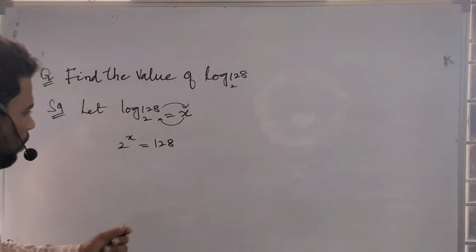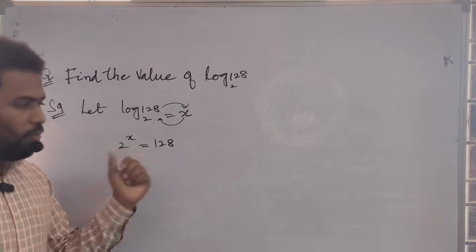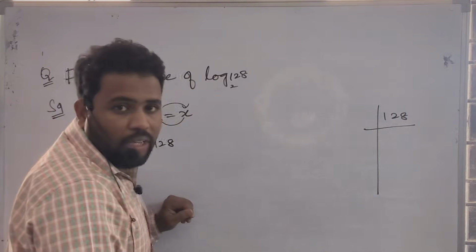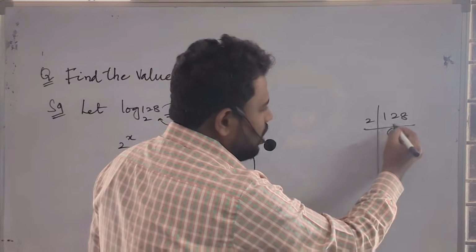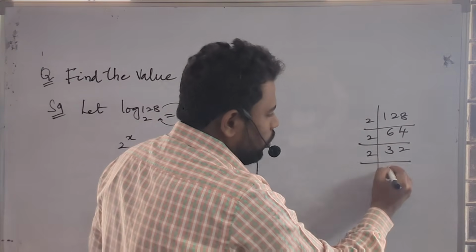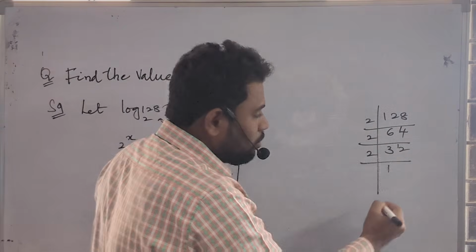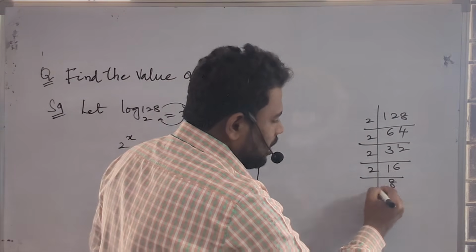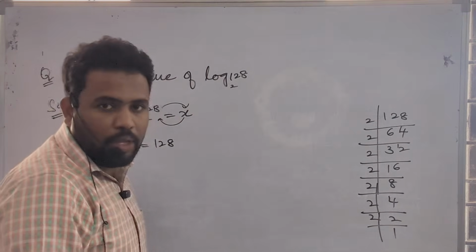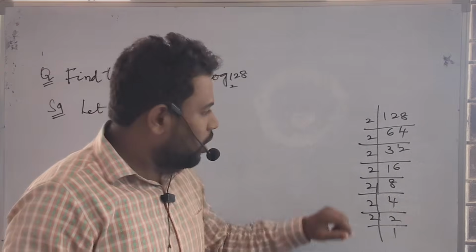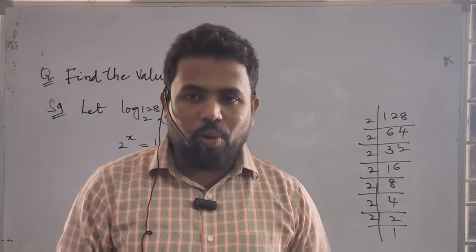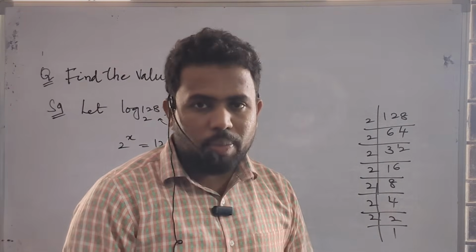Now let us find the factors of 128. 2 6s are 12, 2 4s are 8, 2 3s are 6, 2 2s are 4, 2 1s are 2. Let us check how many times we are getting 2. If you count 1, 2, 3, 4, 5, 6, 7. So 128 is equal to 2 to the power of 7.